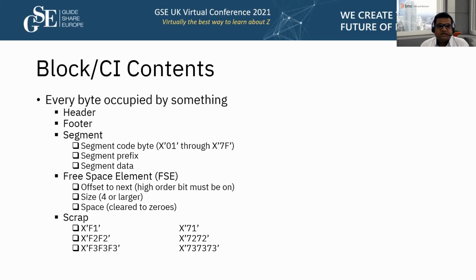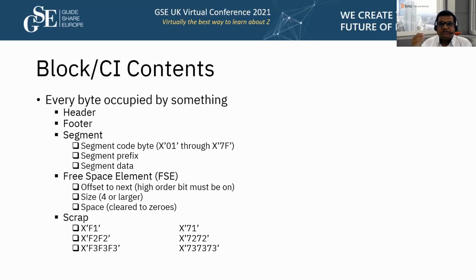Then the other thing is the free space element, which is used by the IMS space search algorithm. Whenever it has to insert some data or segment, it will go to the free space element, and that free space element will have a pointer to the next free space element, and it will also have a size which should always be 4 bytes or more, because whatever we have which is less than 4 bytes, we call it scrap.